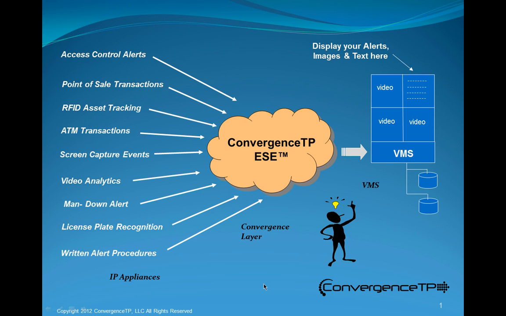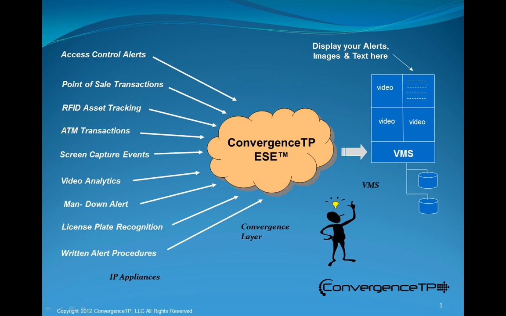Before we jump right into the demonstration, I have a couple of slides I'd like to go over that better explain where the ConvergenceTP product fits within the customer enterprise. On the left-hand side of the screen, you'll see a number of IP appliances listed. At the center of the screen is the ConvergenceTP event streaming engine. The event streaming engine is responsible for accepting all of these dissimilar IP packets and converting them into one homogeneous database, which is then sent and used with the VMS system.